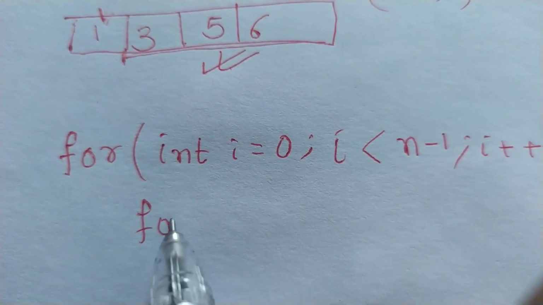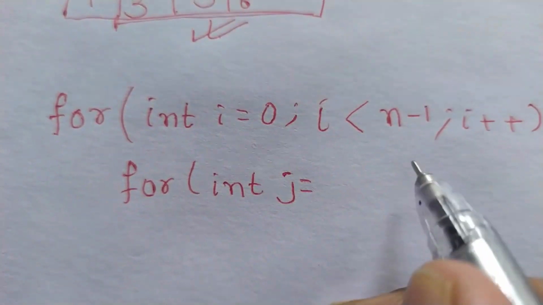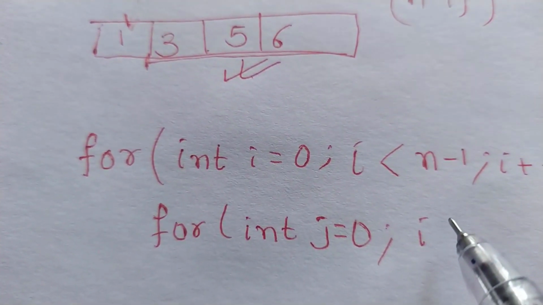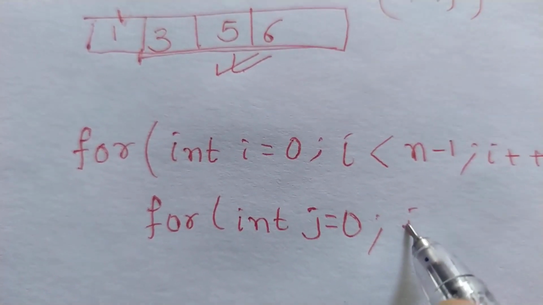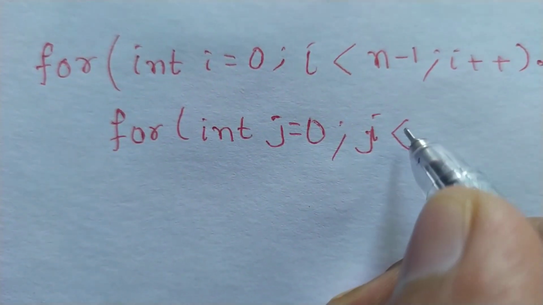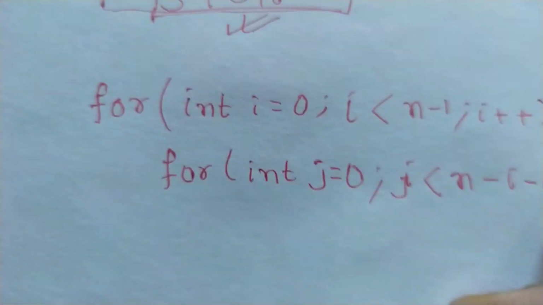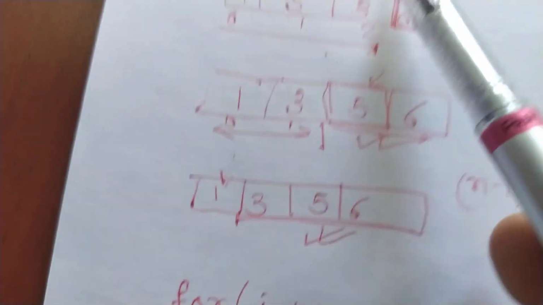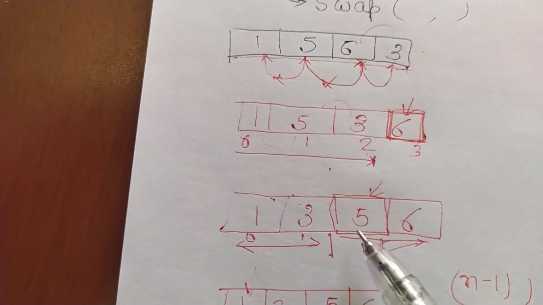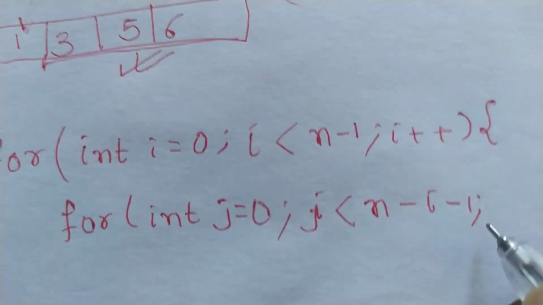There will be another loop: int j equals what? j will start from 0, but at what index will it end? j will stop at n minus i minus 1. That is, for the first pass it will go till the end, till n minus 2, and so on. In this way we will have this loop.